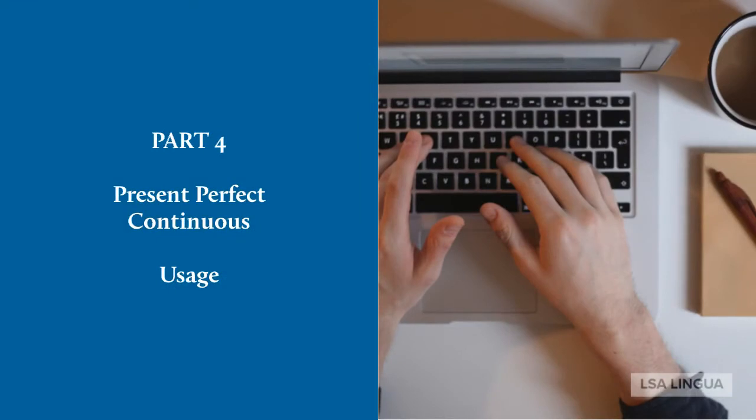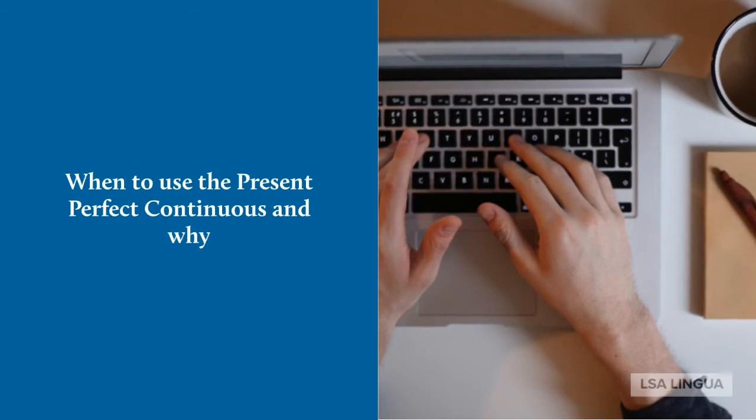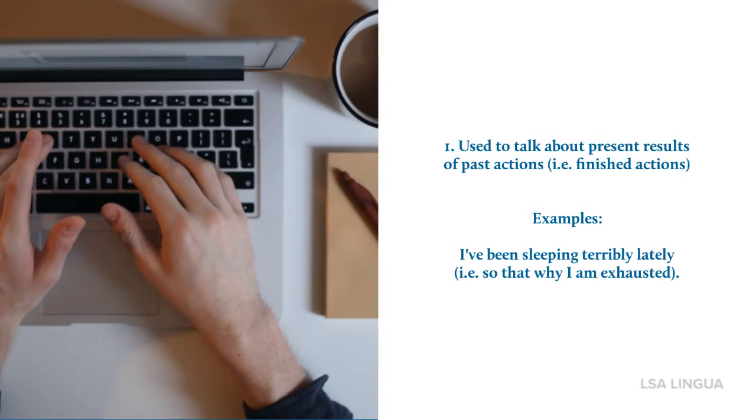Part 4. The present perfect continuous usage. When to use the present perfect continuous and why. So the present perfect continuous is used to talk about present results of past actions. So we're talking about finished actions here. For example, I've been sleeping terribly lately, so that's why I'm exhausted.